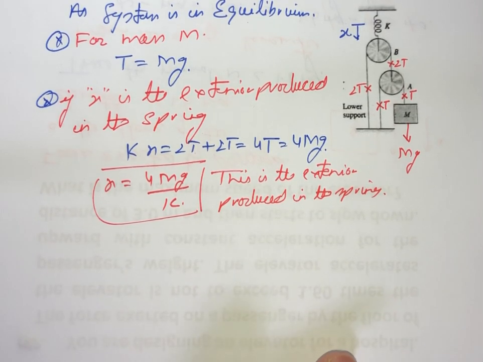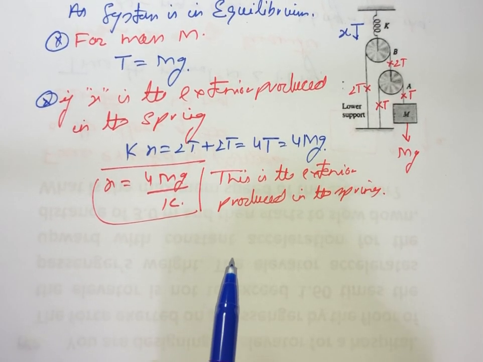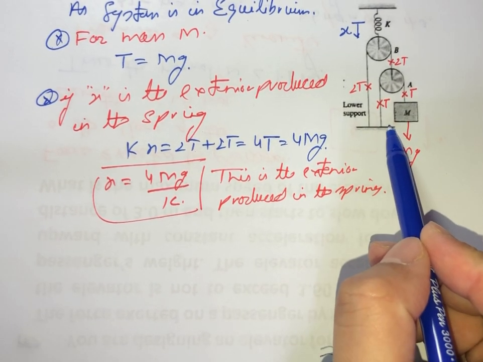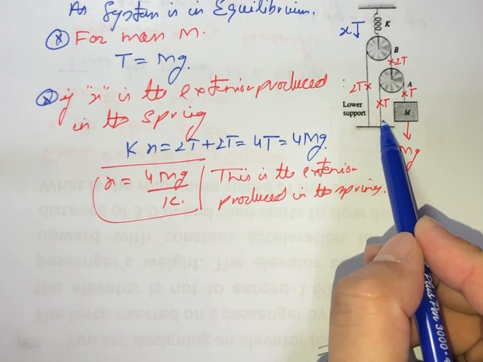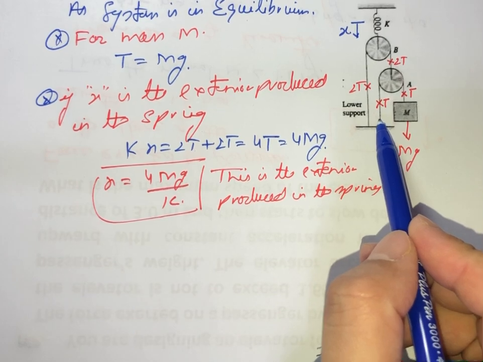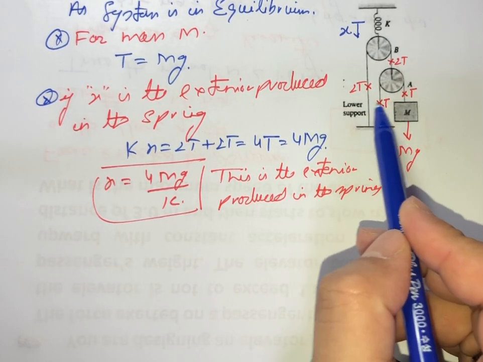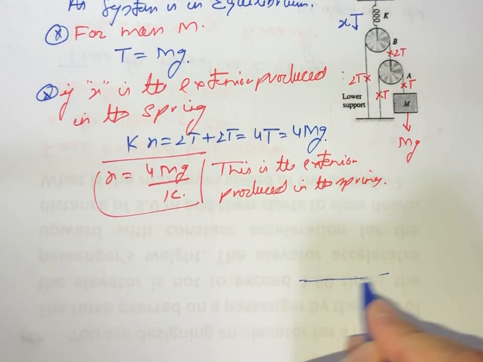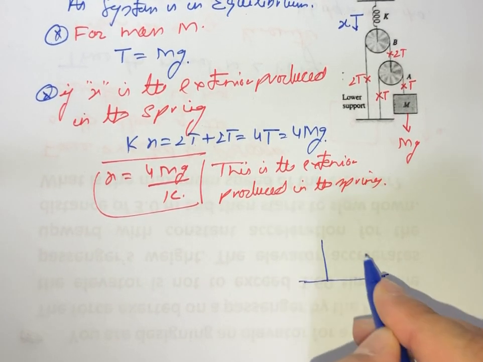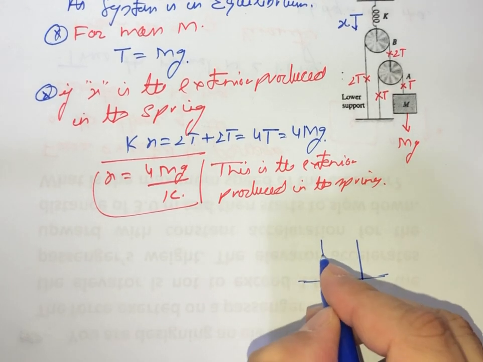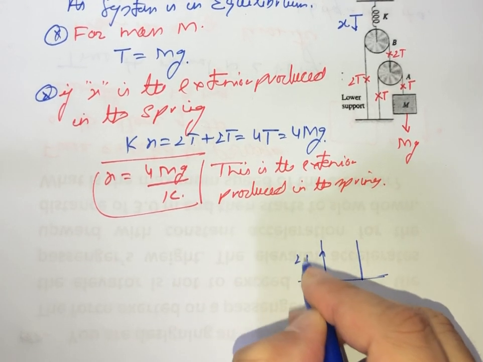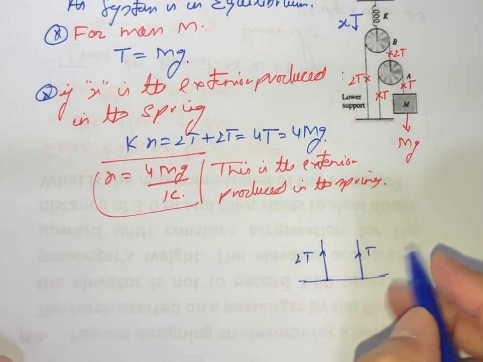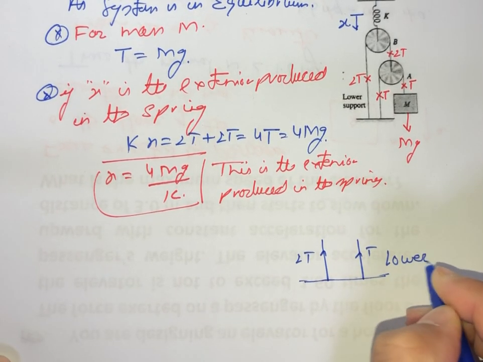And for B part, net tension force acting on the lower support. So this is the lower support. Here we have net tension, there are two strings, let me draw it here. So this is the lower support, we have two strings, and the tension will be 2T here, and there is T, so net will be 3T.